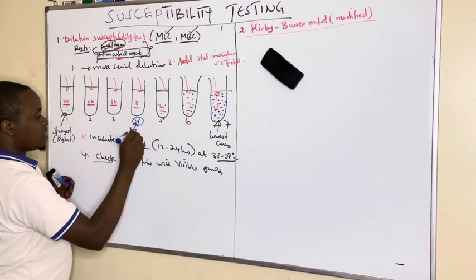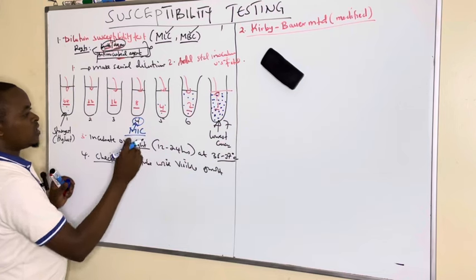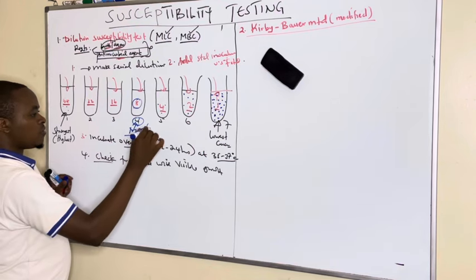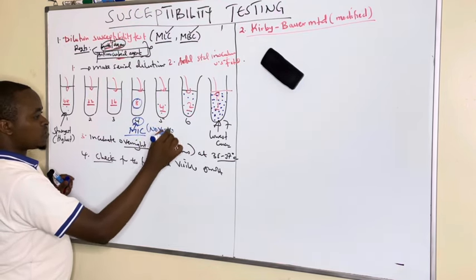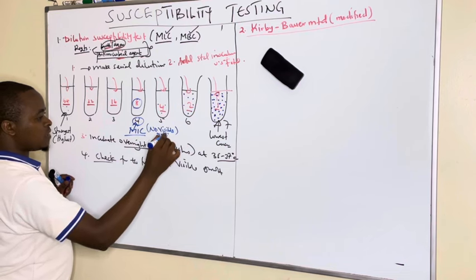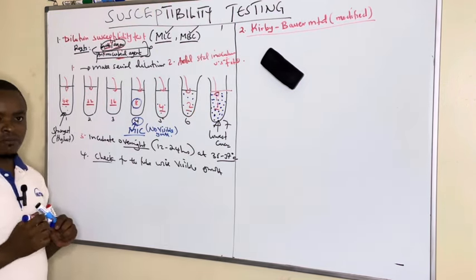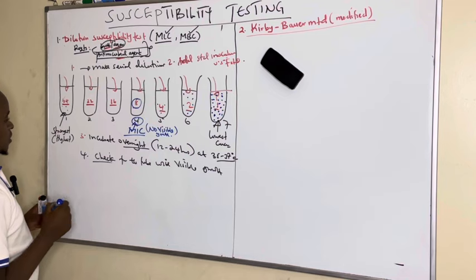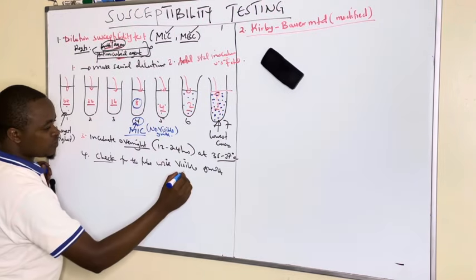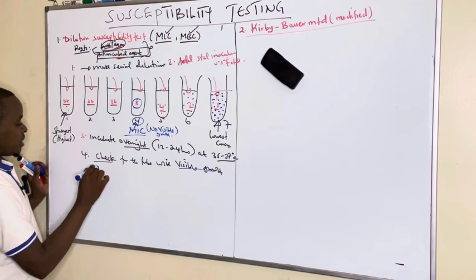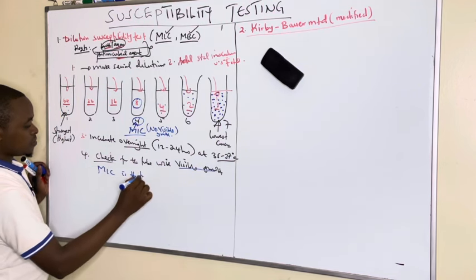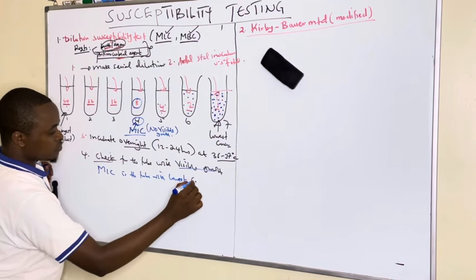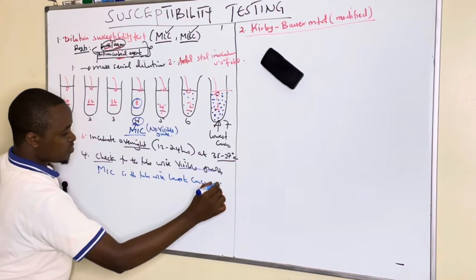This one becomes the minimum inhibitory concentration because it is the tube with the lowest concentration, 8, with no visible growth of the microorganism after incubation. So after we check for the presence of visible growth, we record that the MIC is the tube with the lowest concentration with no visible growth.